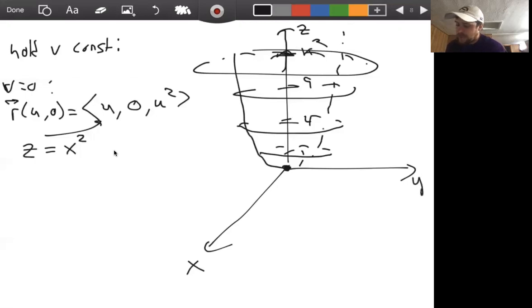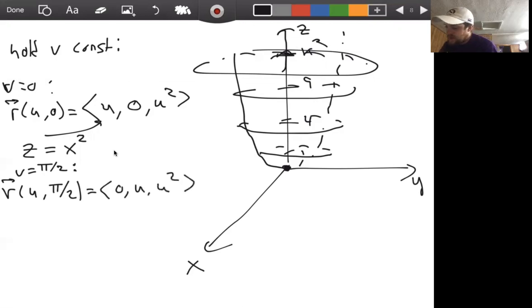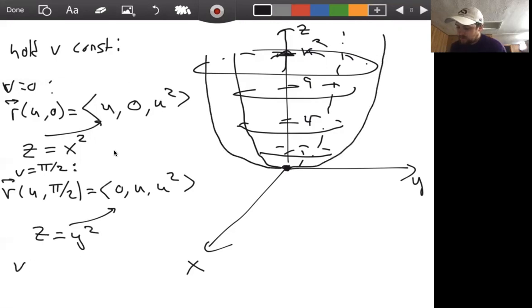Right. And now let's think about like v equals pi over 2. When v equals pi over 2, we have r of u, pi over 2 gives us 0, u, u squared. And so this is the line z equals y squared. And then so in the YZ plane, we have z equals y squared. And you can see in general, like when v equals k, this is going to give us a parabola, but just at different points along the unit circle, right?